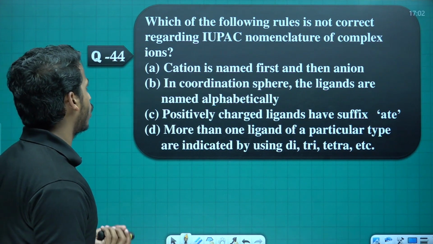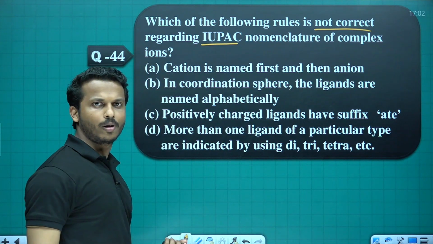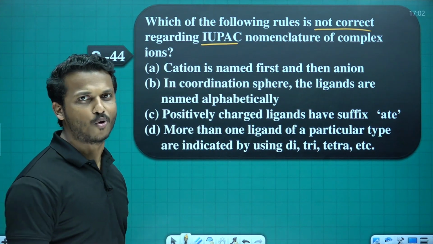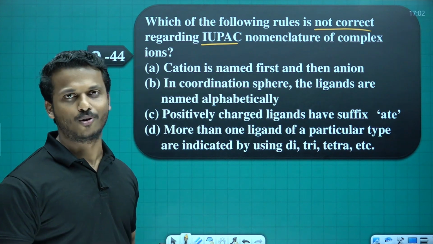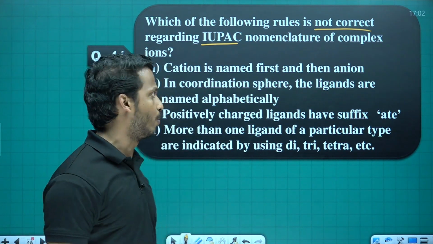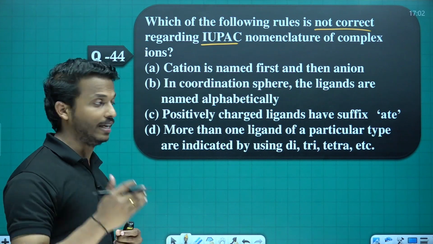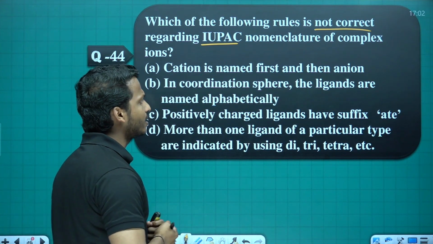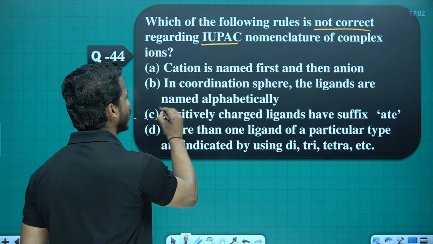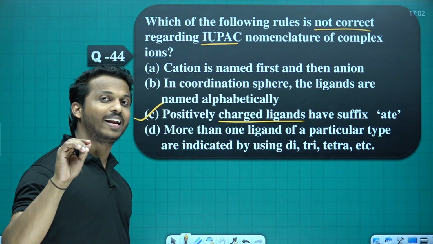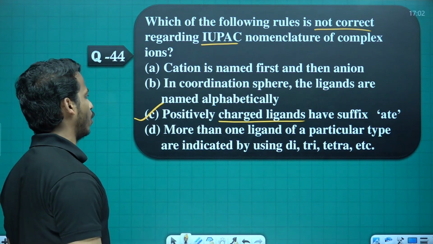Which of the following rules is not correct as per IUPAC nomenclature? You studied lots of rules for naming coordination compounds. Cation is named first and then anion. Of course, always cation name first, then anion. In the coordination sphere, ligands are named alphabetically. Yes. Positively charged ligands have suffix ium. What is a positively charged ligand, my dear? That is wrong. Ligands are either negatively or neutrally charged species, right? Positively charged ligands are not there.